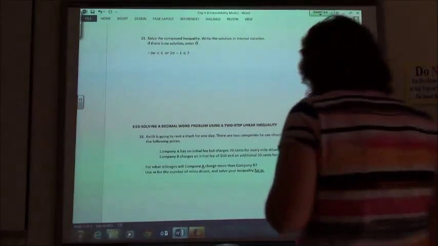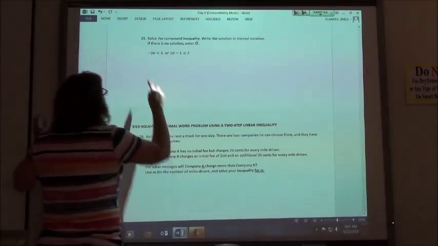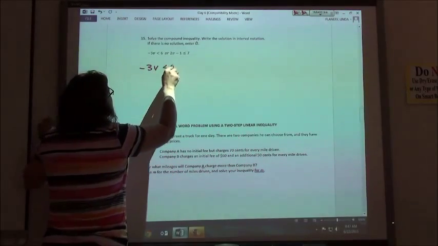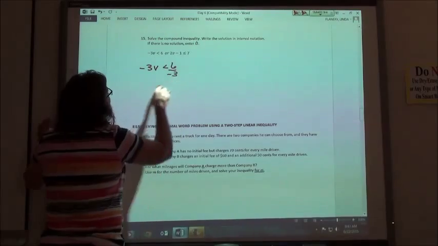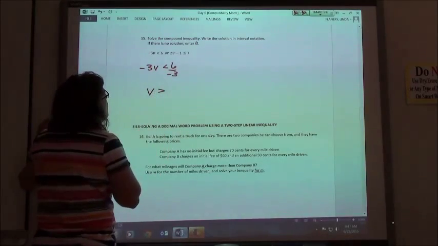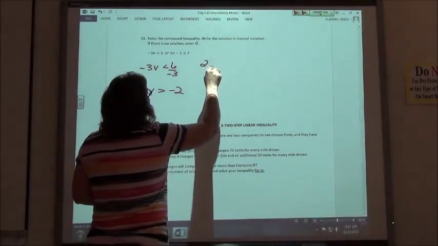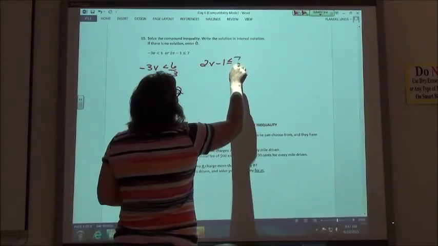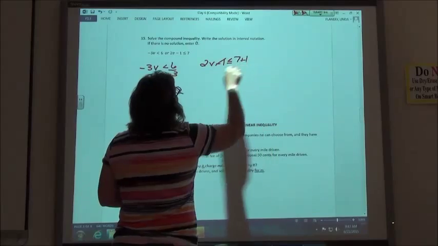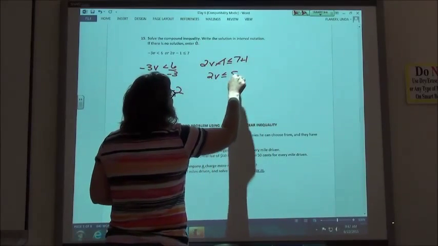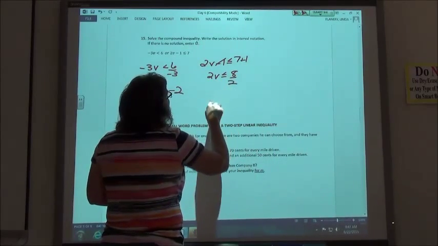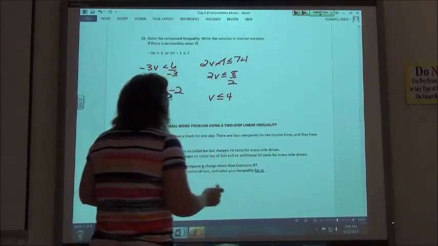So number 15, if I'm going to solve that, I have negative 3v is less than 6. I'm going to divide by my negative 3, which means I need to flip my inequality, and v is greater than negative 2. Then we have 2v minus 1 is less than or equal to 7, so we're going to add our 1. 2v is less than or equal to 8. Divide by 2, so v is less than or equal to 4.